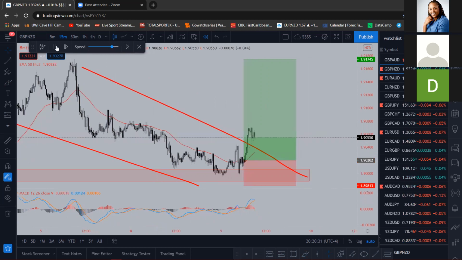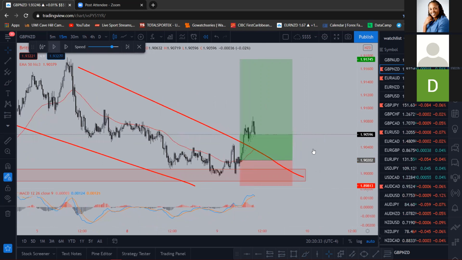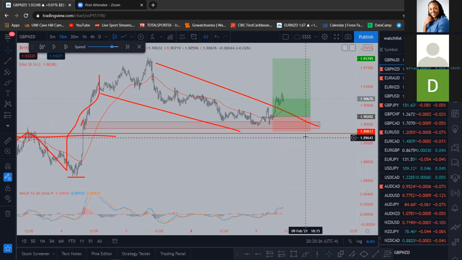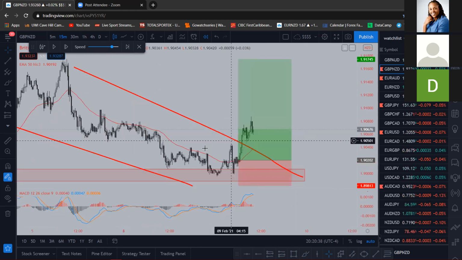You see that price started to move off right here. So what we could do now is look at market structure again.